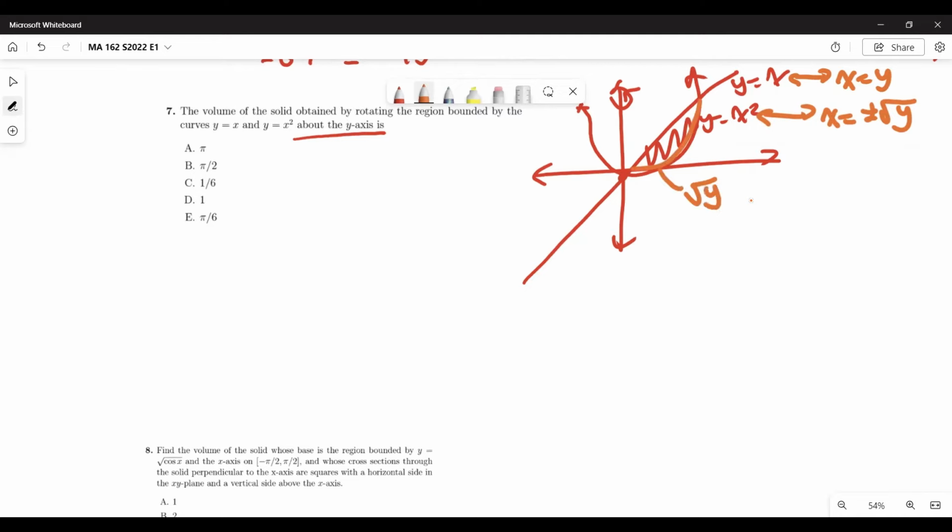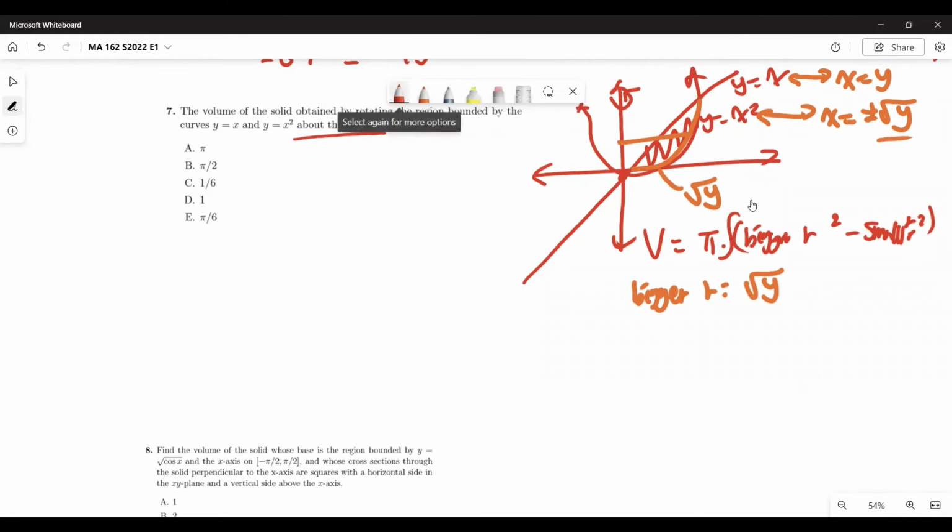So, okay, we have that. And if you want to use the washer method, V equals pi, bigger radius squared minus smaller radius squared, and then integration. So in this case, our bigger radius is the curved line y equals x squared, which is just square root of y. And the smaller radius in this case is this line. The smaller radius is y equals x, which is the same as x equals y, so it's y.